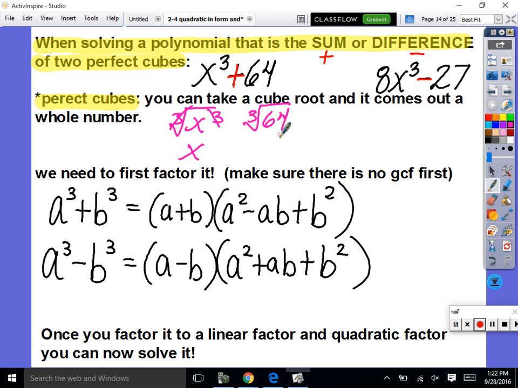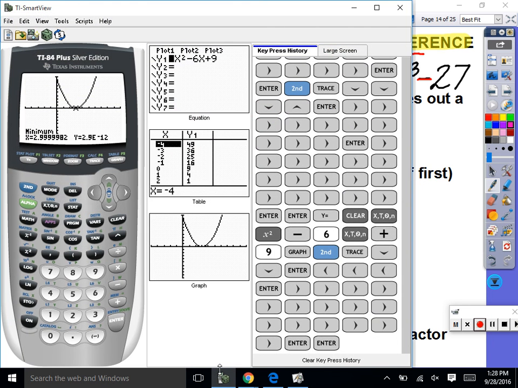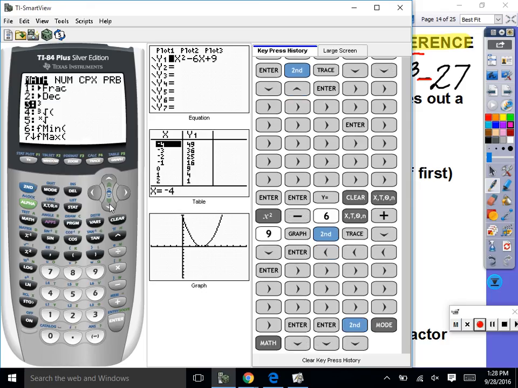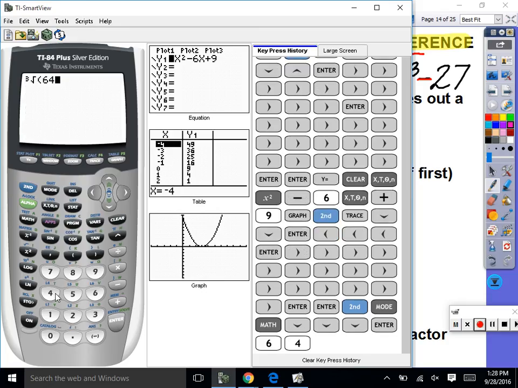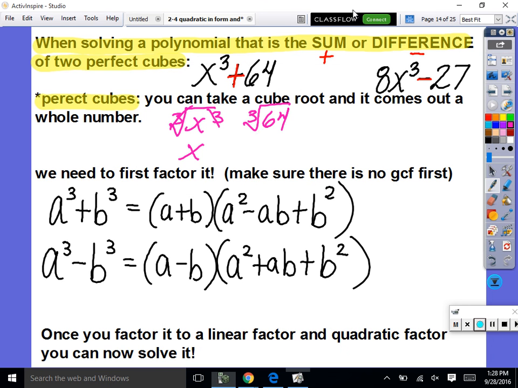Now, do you know how to type that into your calculator? Let's all learn. Here we go. Everybody, you go like this. Math, down to cube root. I type in 64. That's 4, but does everybody see how to type it in? That's what I'm getting at here. Okay. So we know that 64 is also a perfect cube. Does that make sense? Perfect cube means it comes out evenly.